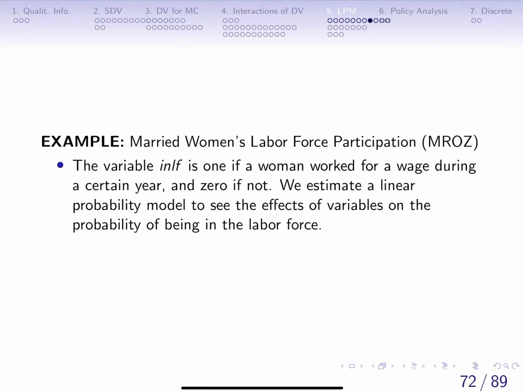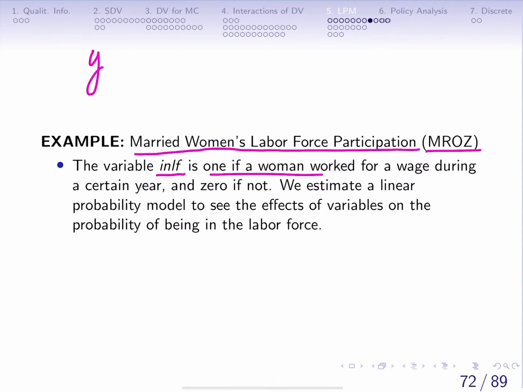In this video, we'll talk about an example where y, which is our dependent variable, is binary, or a dummy variable. We're going to be talking about married women's labor force participation using the MROZ dataset from the Wooldridge package. The variable inlf, in labor force, is equal to 1 if a woman worked for a wage during a certain year and 0 if not.